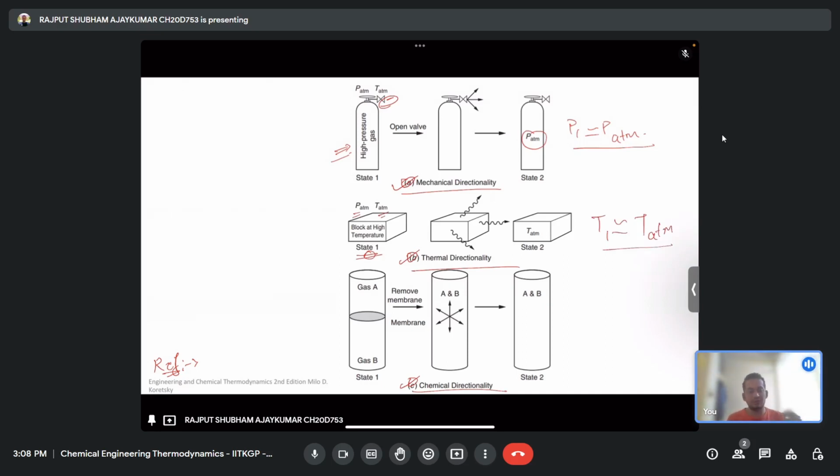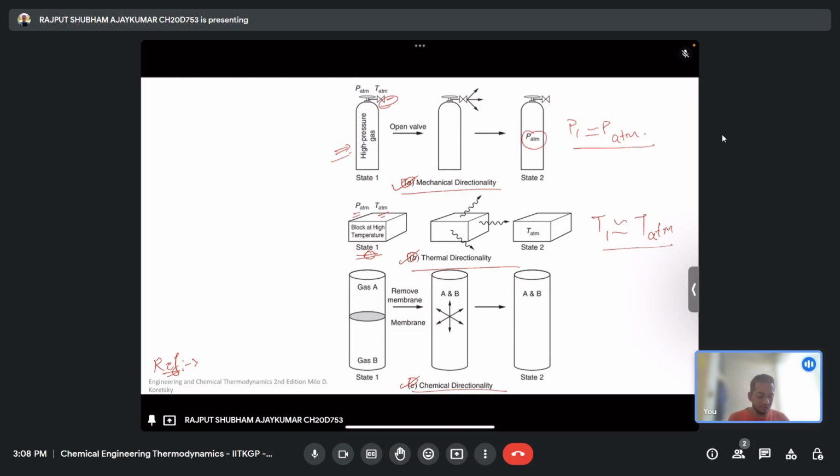So it will try to dissipate the heat towards the surroundings, and it will continue to dissipate until equilibrium is reached. That is, T equal to T atmosphere. Similarly, the chemical directionality, that is, the chemical equilibrium. The driving force is termed the chemical potential.